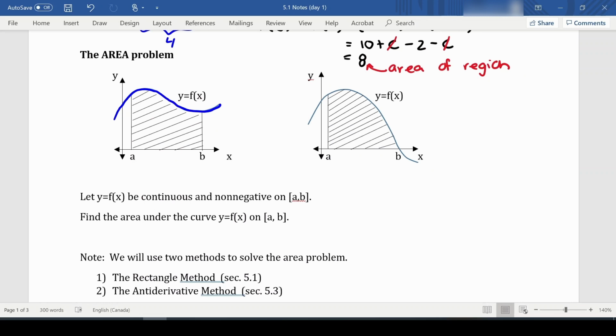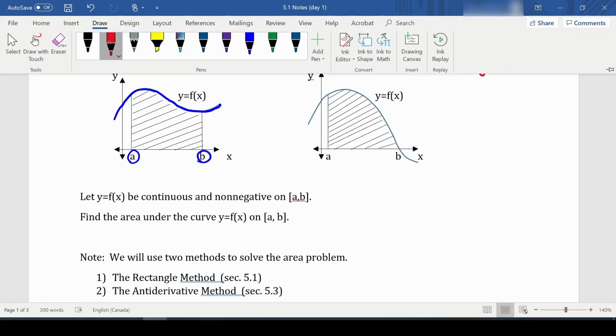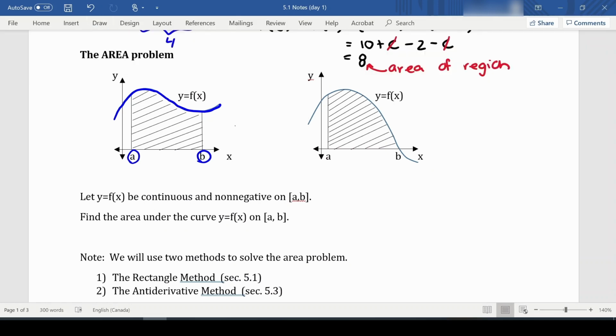And we're going to evaluate from some x value a to some other x value b. I can't find the area of this using regular geometry because it's not something that we know the formula for, like a rectangle, like we did above. But we could break this shape into rectangles and get a pretty good approximation.